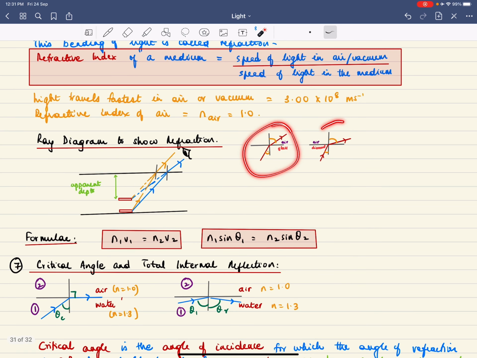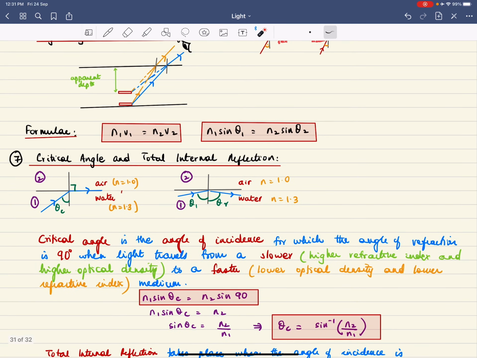And this one just shows that the faster light travels, the more it bends, and your angle of incidence or refraction is always measured from the normal. So that's your incidence, that's your refraction. Okay, and use a ruler, draw straight lines, don't forget the arrows.